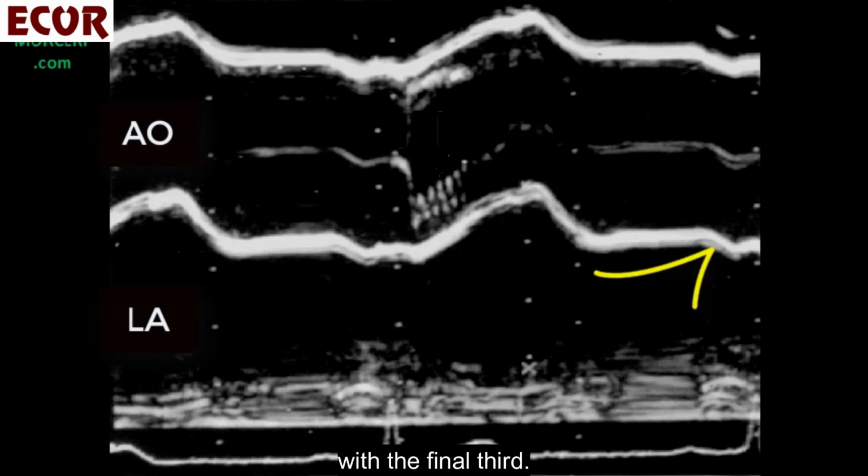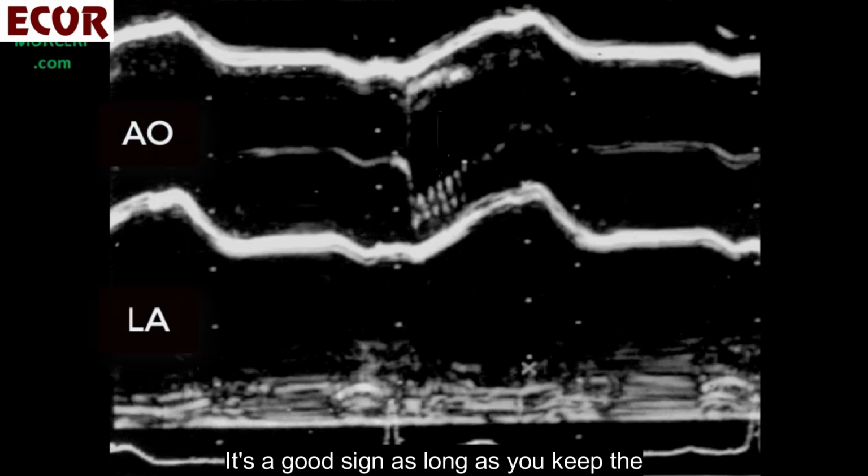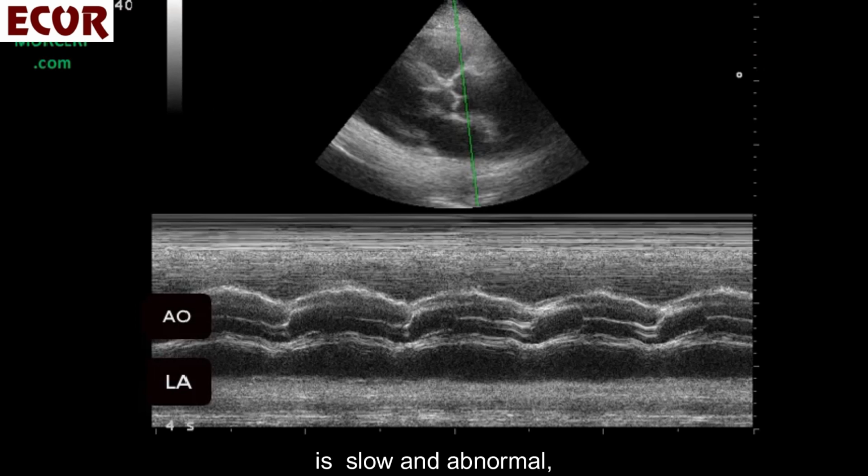Another example: intense return of the aorta with a significant decrease of the left atrium in the initial diastolic third compared with the final third. This is an important sign of normal left ventricular relaxation. It's a good sign as long as you keep the two aortic walls pretty much parallel. It is a straightforward, sensitive, and specific sign as long as there is no obstruction to the free flow across the mitral valve.